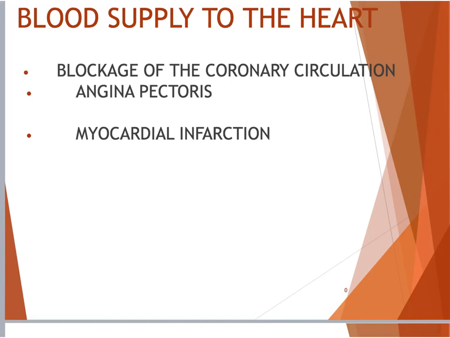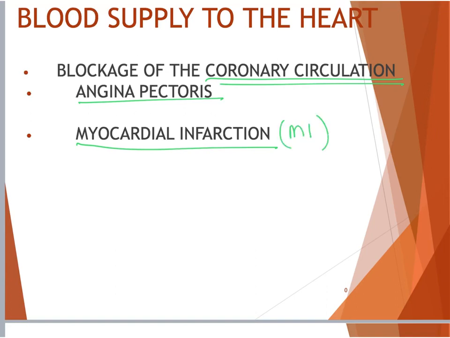Now, what happens if you have blockage of anything in that coronary circulation? Well, if you have blood supply blocked to the heart muscle itself, you're going to have problems. And one of the first things you might experience is something called angina pectoris. And this is the chest or thoracic pain due to decreased blood delivery to the heart muscle or myocardium. Now, prolonged blockage of that might lead to a myocardial infarction that we often call an MI, or we commonly call a heart attack. So a heart attack is due to prolonged coronary blockage.